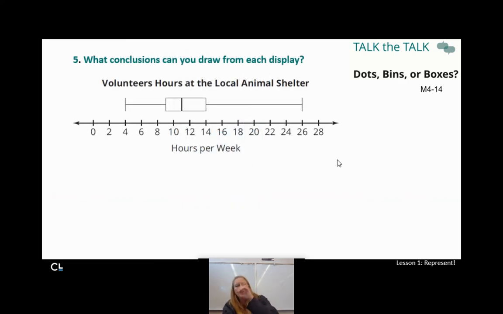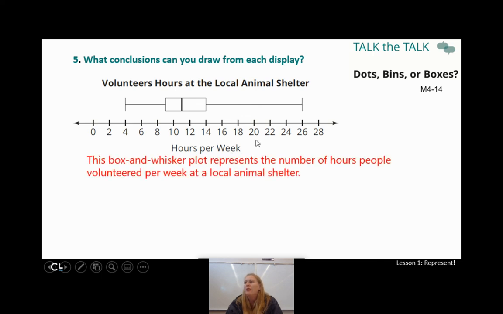Last but not least, our box and whisker plot. First of all, I took a look at this: volunteer hours at the local animal shelter, hours per week. And I was like, okay, so the box and whisker plot represents the number of hours people volunteered per week at the local animal shelter.